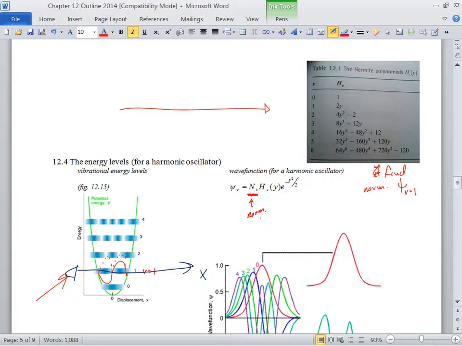So if you wanted to use the v equals 2 state, you have to first normalize it and find what N with a little 2 on it is. And then you can go ahead and use it.